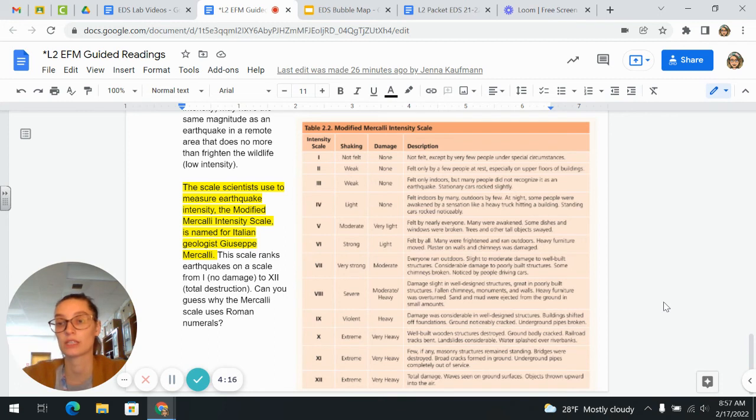Can you guess why the Mercalli scale uses Roman numerals? And you can take a look here and see the intensity scale using Roman numerals all the way through. They tell you about the damage and intensity of the earthquake.